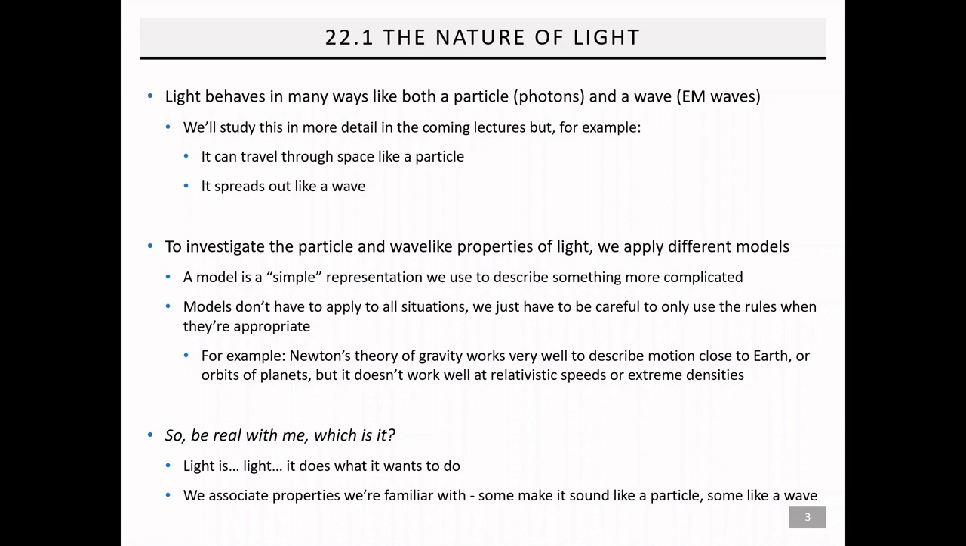But for example, light can travel through space like a particle. Right? In space, there is essentially nothing. Right? It's a vacuum. So light, if it was a wave, should not be able to travel through space. But of course it does, because this is how light gets to us from the sun. In fact, we even define waves as requiring a medium to travel through, and in space there's no medium.